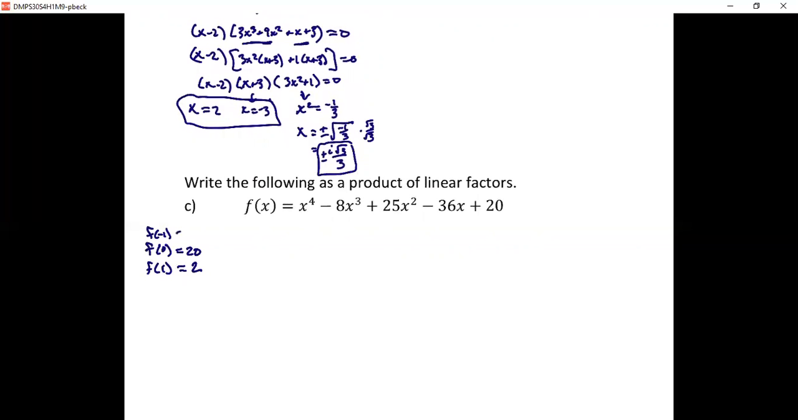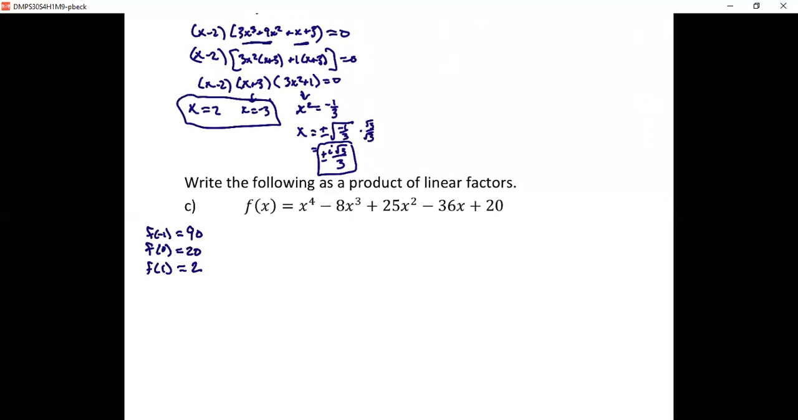We could plug in -1. We will get 1 plus 8, which is 9. And then 9 plus 25 is 34. 34 plus 36, remember, multiplying by -1, is 70. 70 plus 20 is 90. So I really think I might want to avoid what's going on here on the negative side because it looks like it's moving further and further away from 0. It doesn't mean that it's not, it's just a little less likely in my opinion.